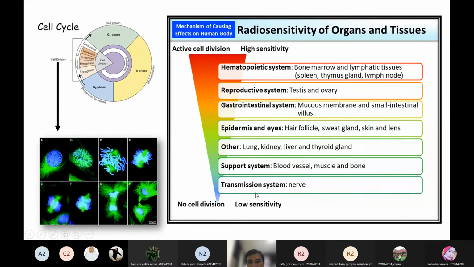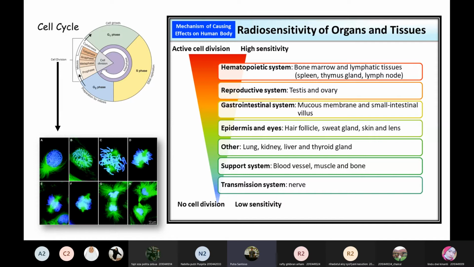And here, let's show, for example, hematopoietic systems. Jadi di sumsum tulang kita, cells in bone marrow, and in your lymphatic tissue, like in your spleen, the limpa anda, the thymus gland, or the nodus lymphaticus, misalnya di sekujur tubuh kita. This is really highly sensitive to radiations. Why? Because the activity of the cells in this location is actively dividing. Jadi karena mengapa sel-sel di situ kan aktif membelah.